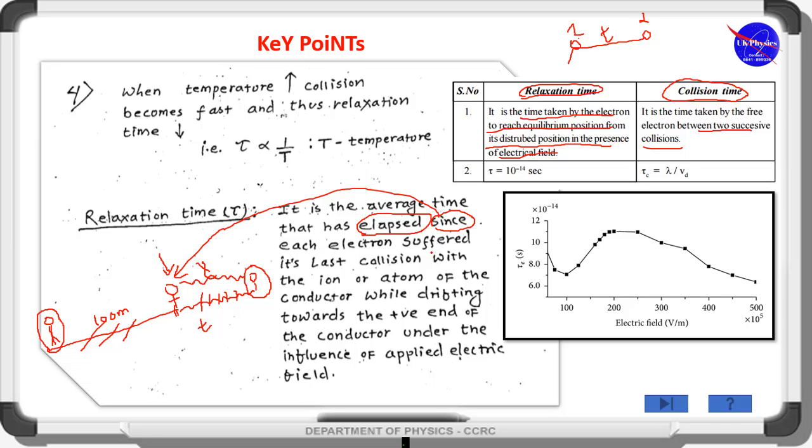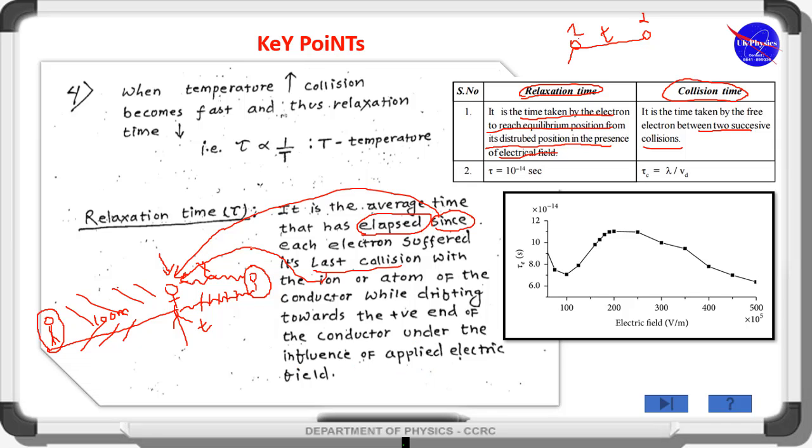Each electron has suffered its last collision. Last collision means, suppose here is a number of collisions, and this one is the last collision with the ion or atom of the conductor while drifting towards the positive end of the conductor under the influence of the electric field.